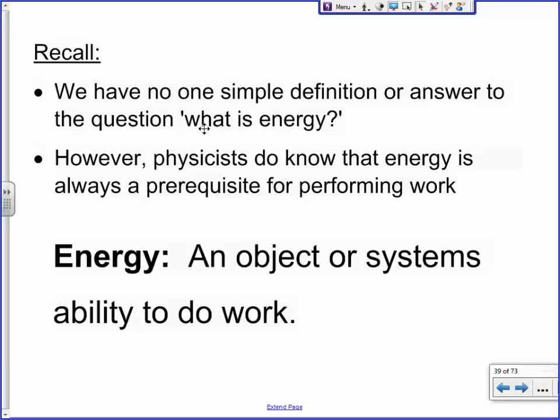So, what is energy is a really challenging question because this is what I just mentioned here. Physicists know that energy is what we do to perform work. So like I mentioned the last couple minutes here, energy is defined as your ability to work. Work is energy, energy is work. They're kind of interrelated, essentially.